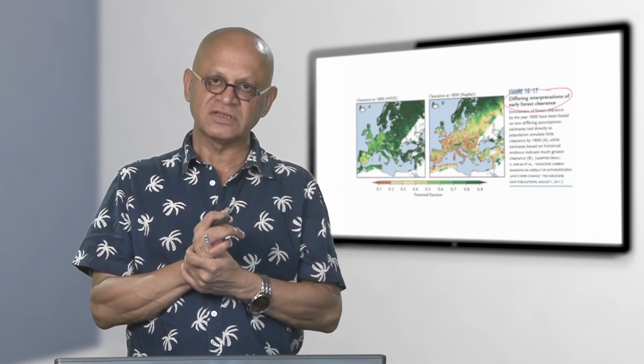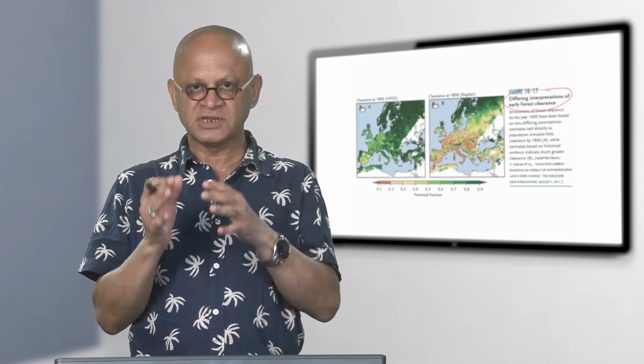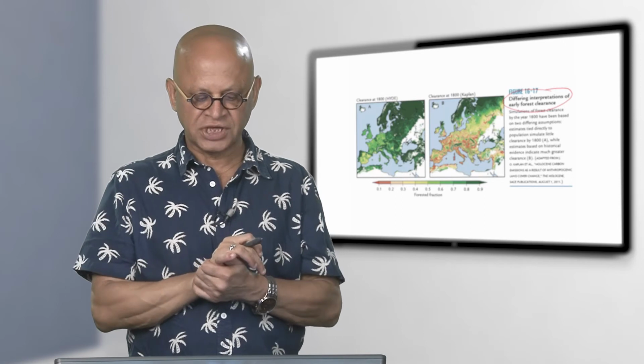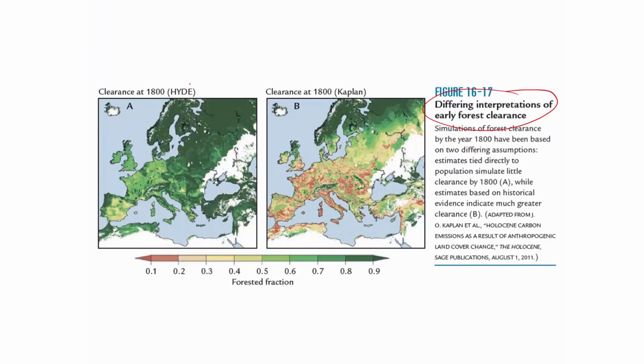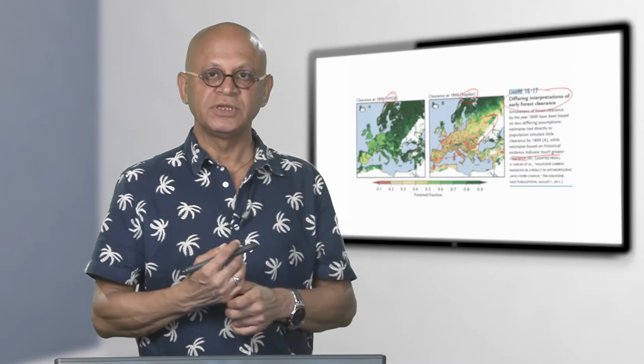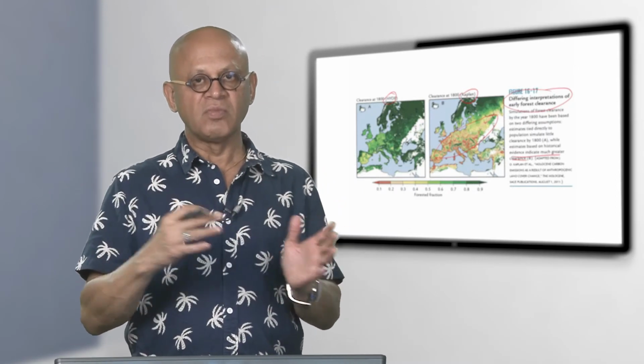Various evidences are used to see what the vegetation cover was and how it has changed, and you can see that the two estimates here by Hyde and Kaplan are very different. So this is some kind of a population model that uses assumptions of how population affects forest clearing, while the second estimate is based on historic evidence indicating much larger clearance. So dramatic differences in the estimates of the clearance. Obviously this will change the CO2 emission rates, global warming rates and so on.